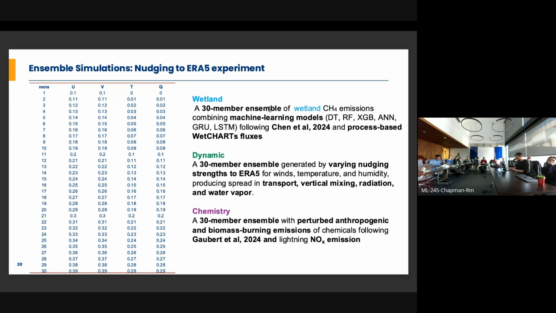And we also used different ensemble using wetland emissions from 30 different observational data sets, all machine learning constrained and inversions of wetlands, and those are also constrained with observations, and also a chemistry ensemble where we have different lightning emissions.